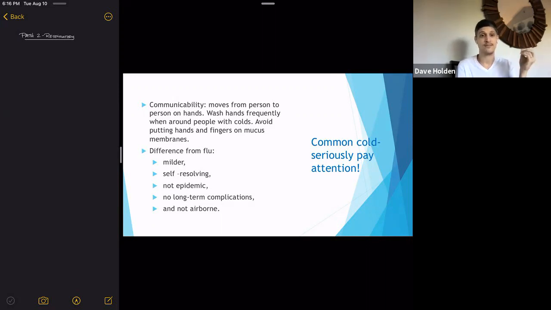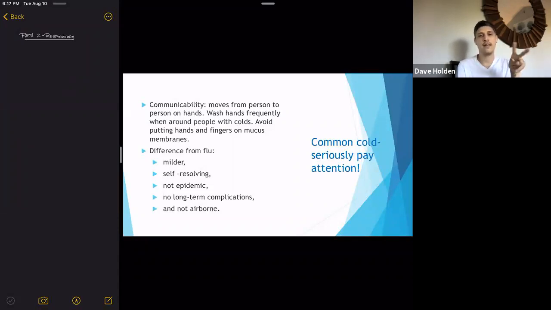It spreads very easily, runs through offices. It will run through a spa for sure. So avoid touching your mucous membranes. Don't touch your mouth, don't touch your nose. Wash your hands after you go to the bathroom, that kind of stuff.